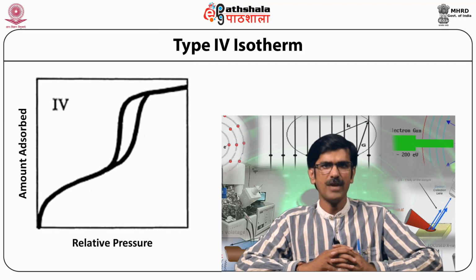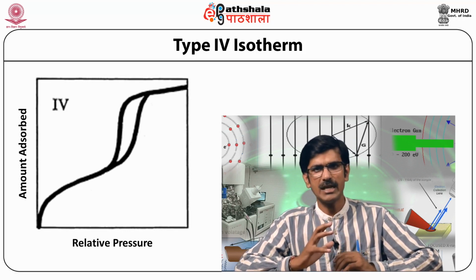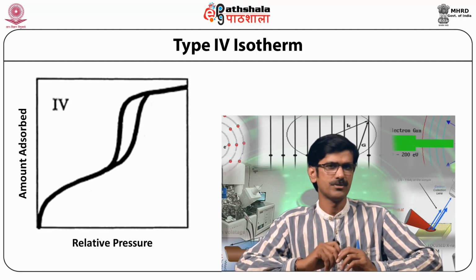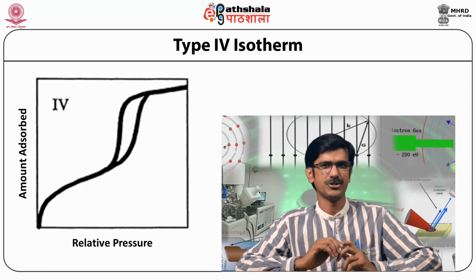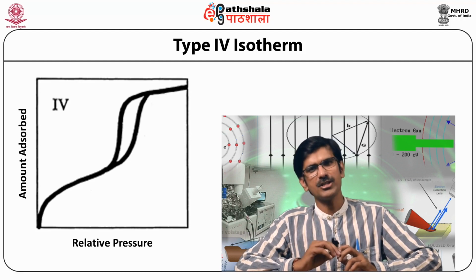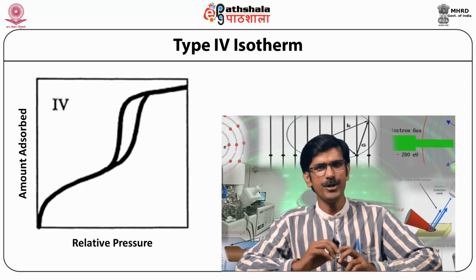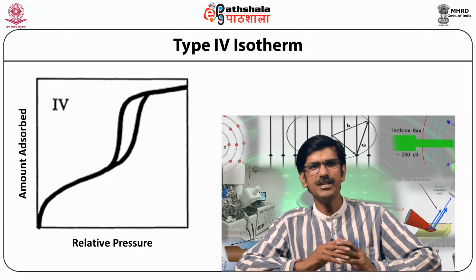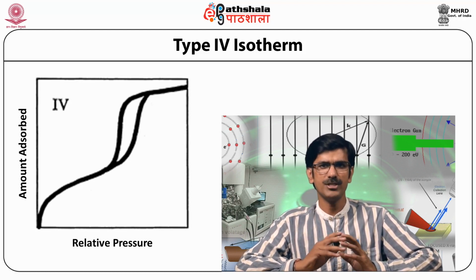Now about the type 4 isotherm. The type 4 isotherm is exhibited by mesoporous materials. In mesoporous materials, adsorption proceeds via multilayer adsorption followed by capillary condensation. Here is a question: what is capillary condensation? Capillary condensation occurs at P/P0 greater than or equal to 0.2, so 0.2 or higher than this, and it is indicated by the hysteresis loop, which is a characteristic feature of the type 4 isotherm.